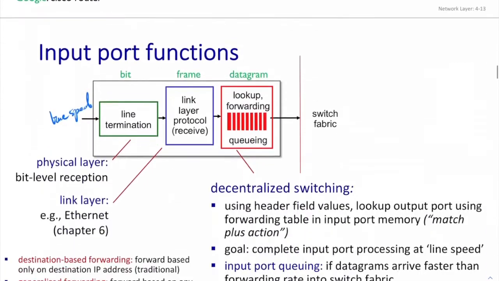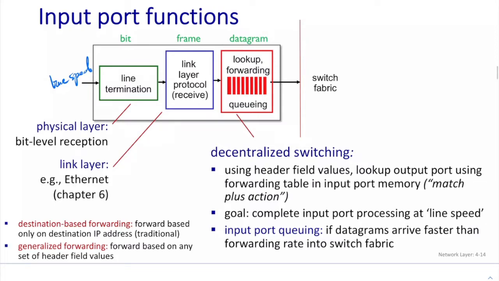Okay, let's take a look at the input ports. As mentioned, we have 3 different components. Packets are received at the left hand side. The first component is line termination. It is a layer 1 component. Okay, layer 1, layer 2, layer 3. Layer 1 component.